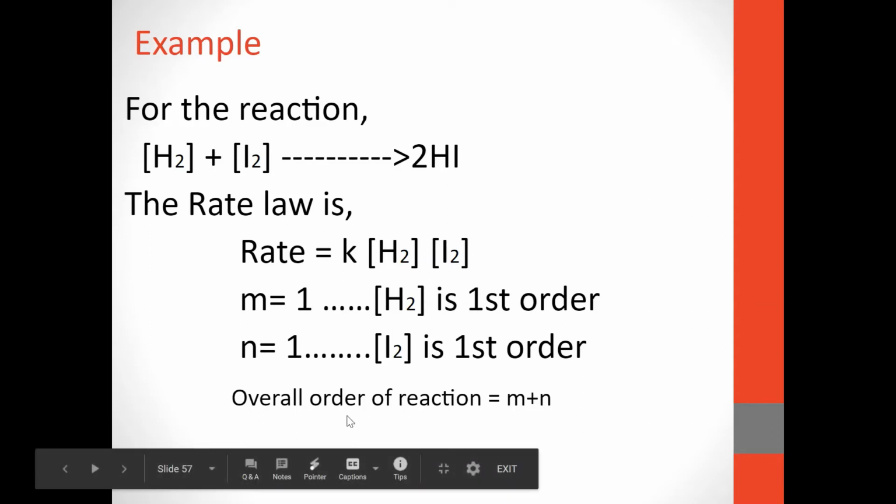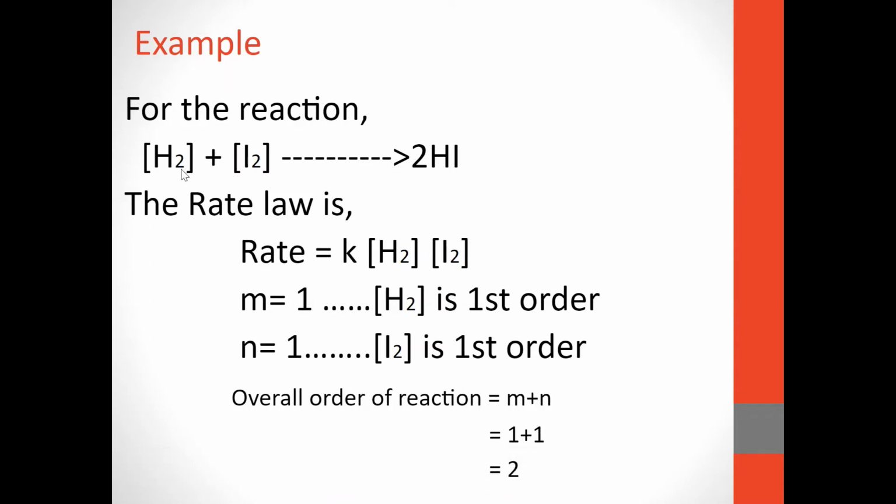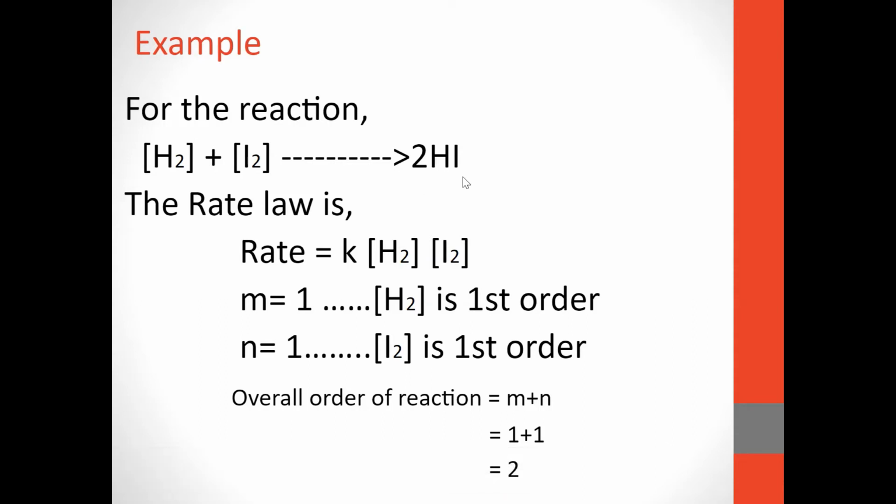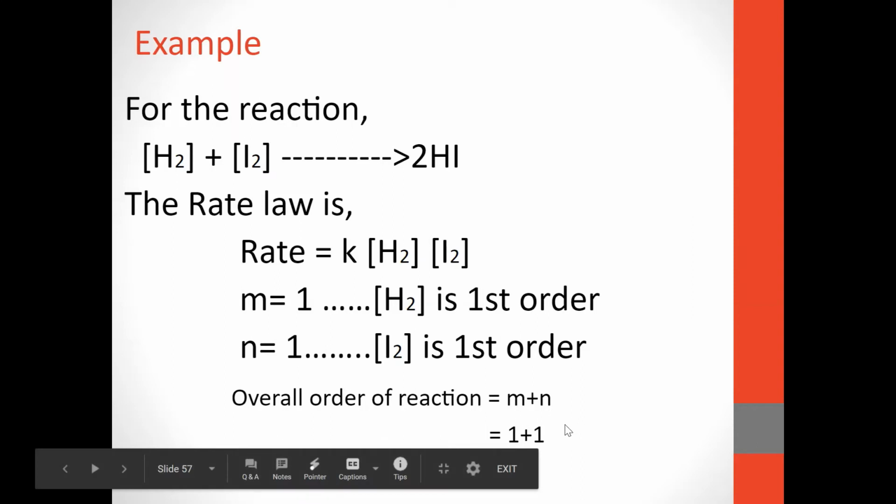So what is the overall order for this reaction? It is equal to 1 plus 1, that means equal to 2. So for this reaction, the overall order is 2. That means it is a second order reaction. It indicates that both reactant A and reactant B are involved in the reaction to give the product formation. So the powers for these two reactants are 1 plus 1, and the overall order of reaction will be 2. So it is a second order reaction.